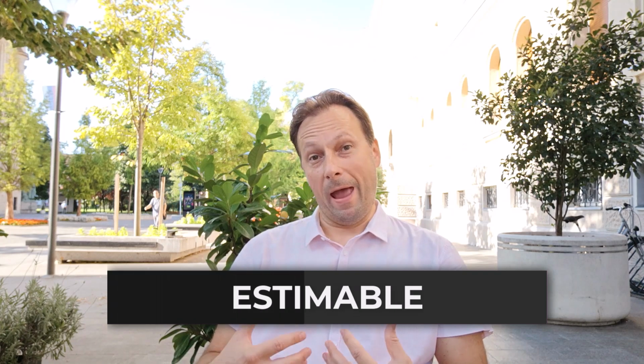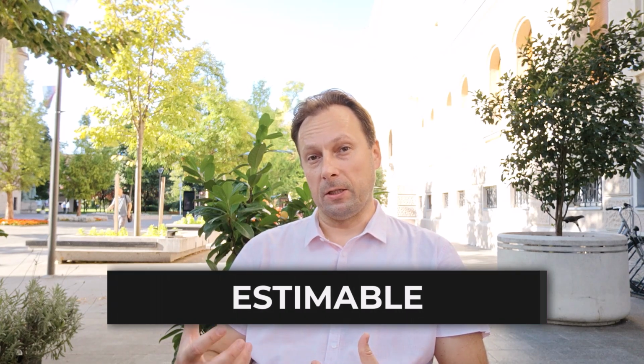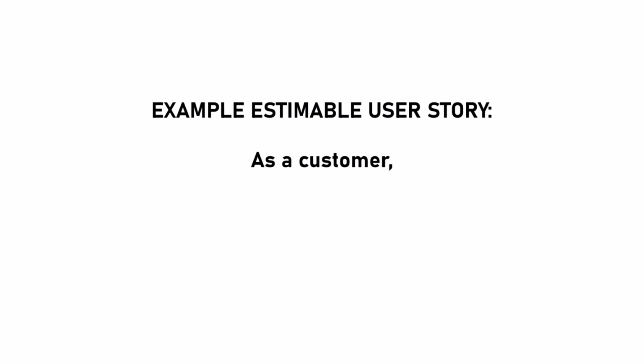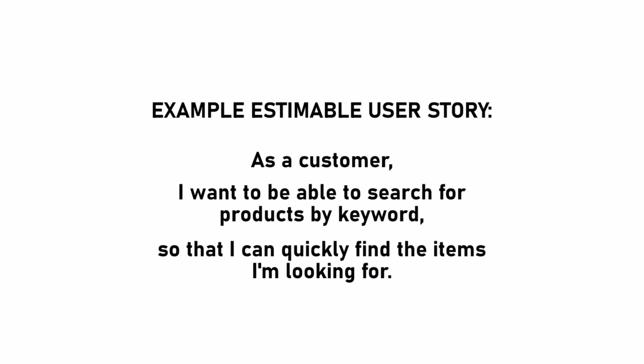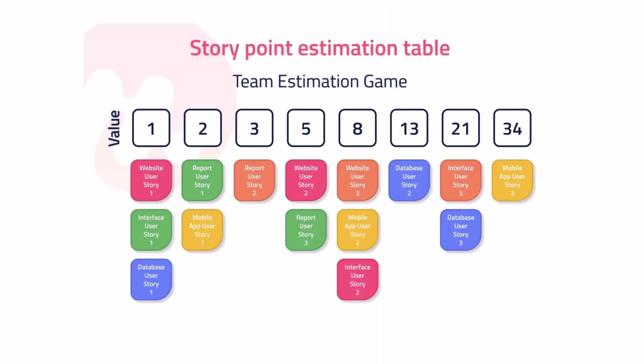Next is estimable. Estimable user stories can be accurately estimated in terms of effort and time. This allows for effective planning and resource allocation. Example: as a customer, I want to be able to search for products by keyword so that I can quickly find the items I'm looking for. This user story is estimable because the development effort can be reasonably estimated based on factors like the size of the product catalog, the complexity of the search algorithm, and the performance requirements.